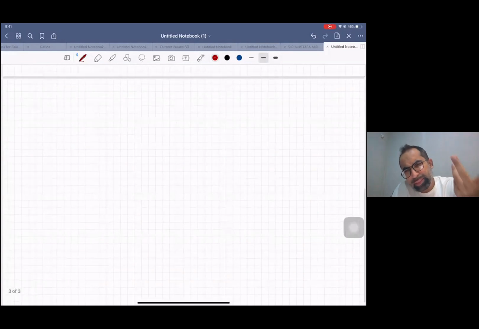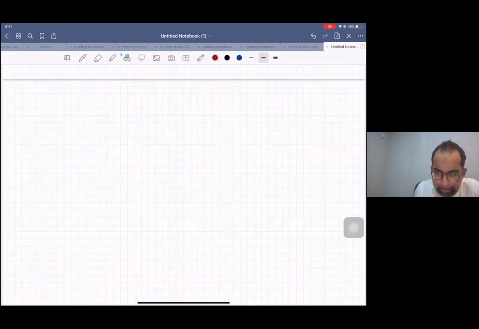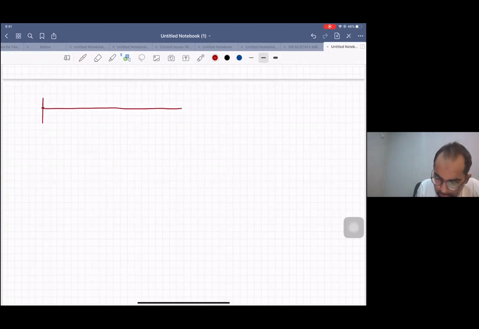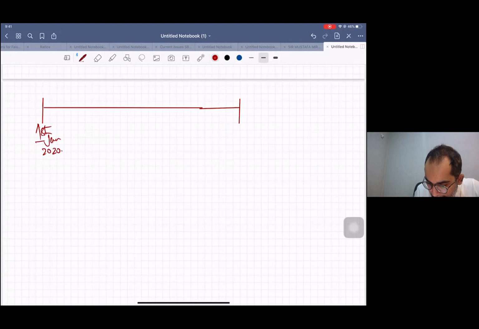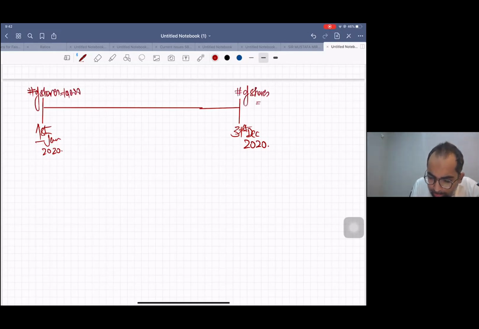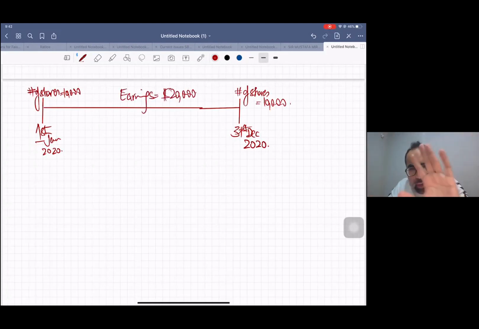Now let's do one first very basic question. Easy question. My dear student, this is, let us say, your accounting period, 1st January. Let us say at the beginning of the year, the number of shares is 10,000. Very basic question. We are starting with a very, very basic baby question. And at the end of the year, the number of shares is also 10,000. Okay. And you have earnings of 20,000, right?